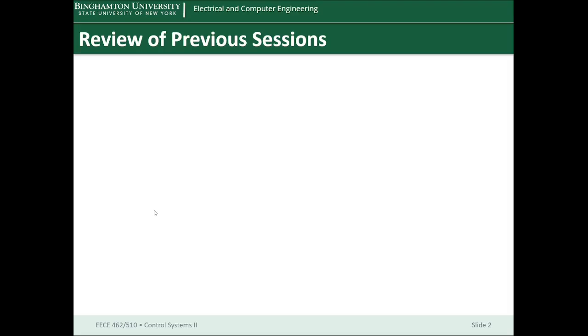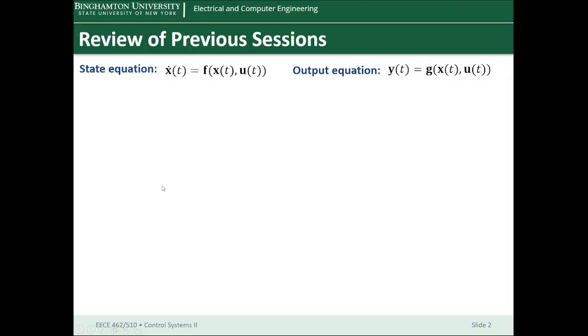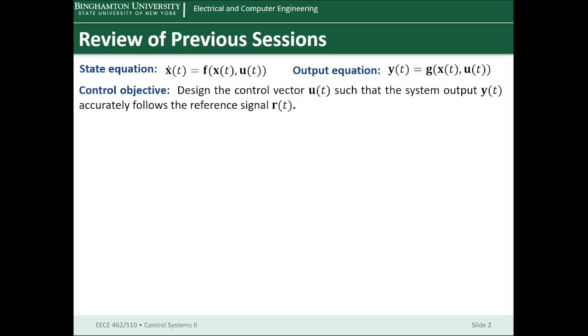Now, let's briefly review what we covered in the previous session. We start with state equation and output equation in a state space, focusing on their nonlinear forms. Then we define our control objective, tracking control. Our goal was to design a control input such that the system output accurately follows the reference signal.